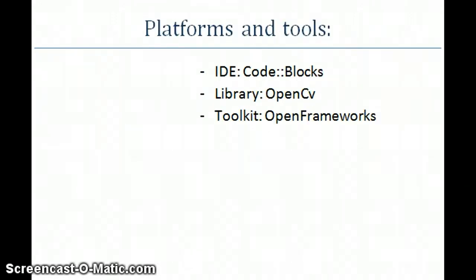The platforms and tools we have used for this project are the IDE Code::Blocks and the OpenCV library, and together with that we have used openFrameworks, which is a toolkit that is used for creative programming. Now I'll show you our code and explain the image processing part of it, and then I'll show you how it works at the moment.